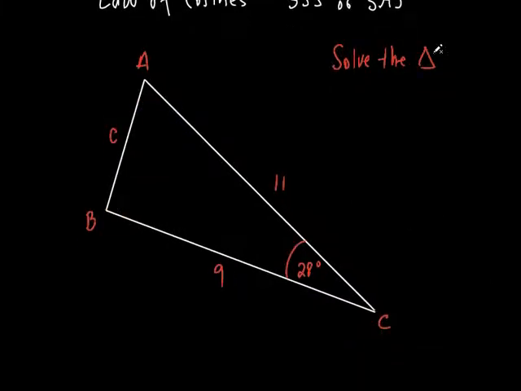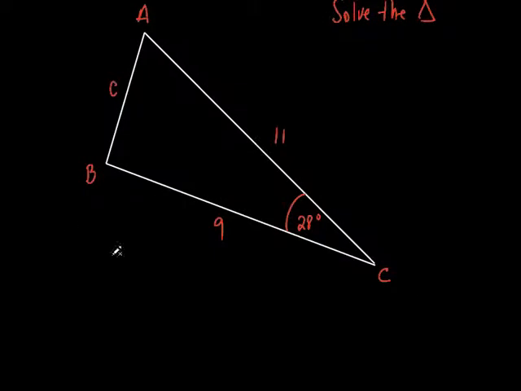Well, let's see. Do we have side, side, side, or do we have side, angle, side? We have side, angle, side. I got a side here, got an angle in between, and then I got a side right here. So I've got an angle between those two sides. That is side, angle, side. So we can use the law of cosines.